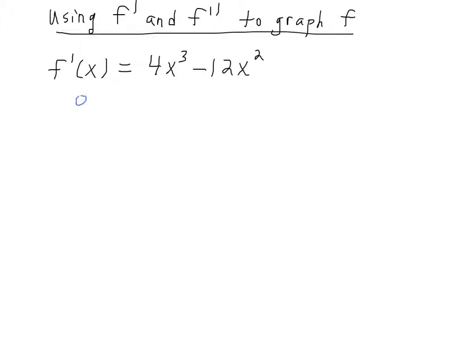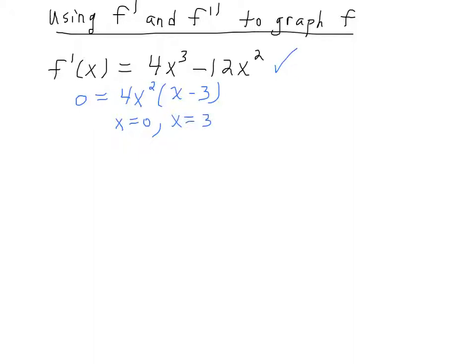So we talked about finding critical points. Critical points, we said, are points where the derivative is 0 or where the derivative is undefined. Well, this is never undefined, so we're just going to find where it's equal to 0. So let's take out a GCF of 4x squared. We're left with x minus 3. From there, we get critical points of 0 and 3.